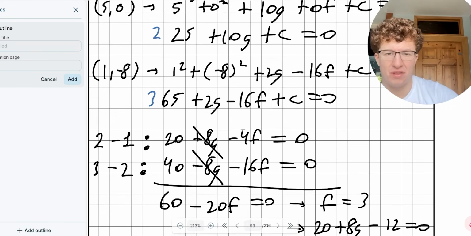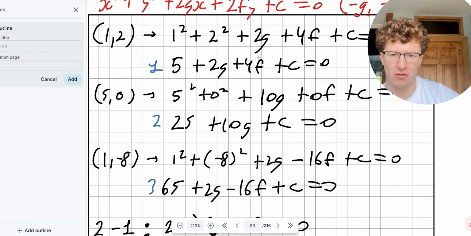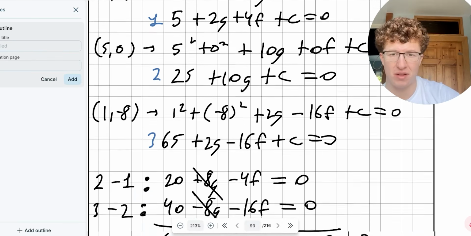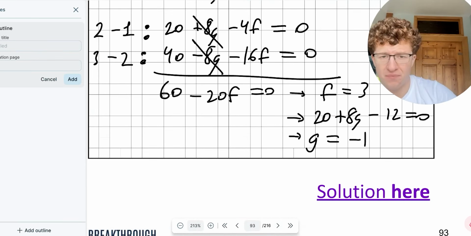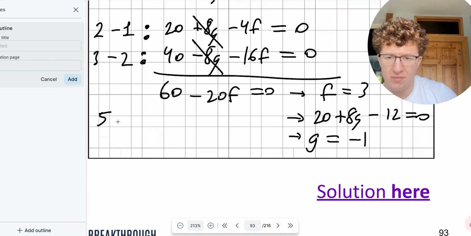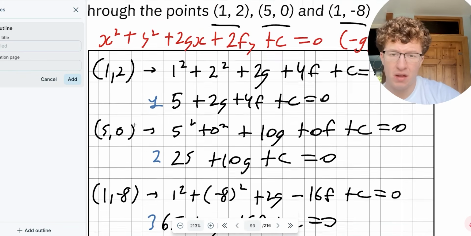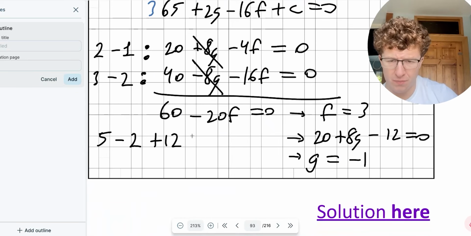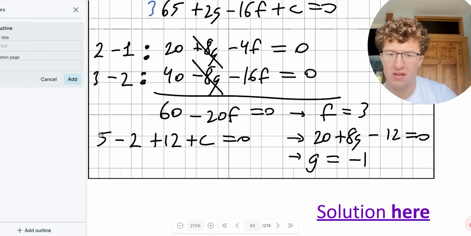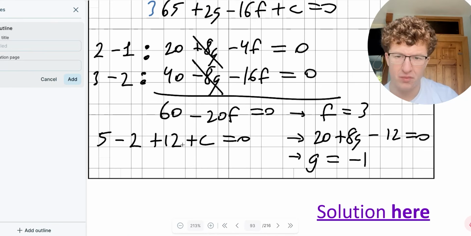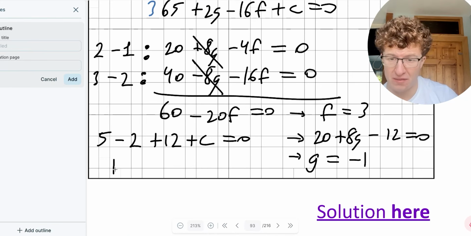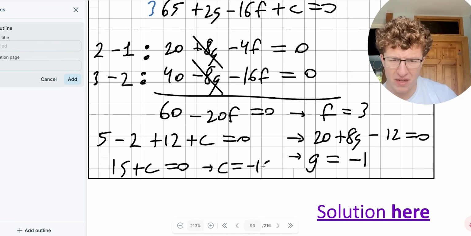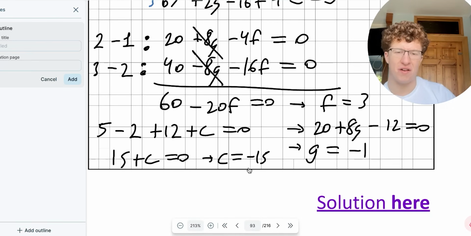Now we need c. To do that, we'll just fill into one of these 3 original equations. I'll do the first one. So 5 plus 2g. So 2g is going to be minus 2. 5 plus 2g plus 4f. 4f is going to be 12. Plus c is equal to 0. So that's going to be 15. 15 plus c is equal to 0. So c must be minus 15. So we have g, f, and c.